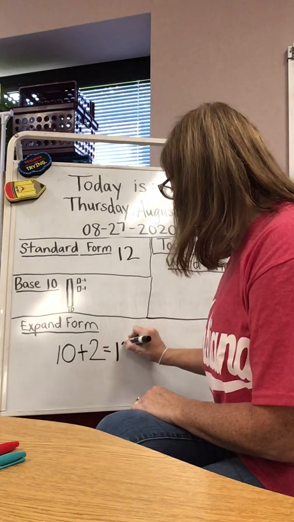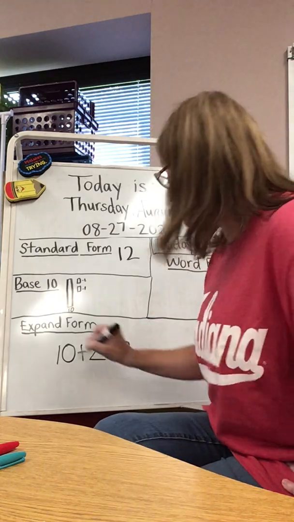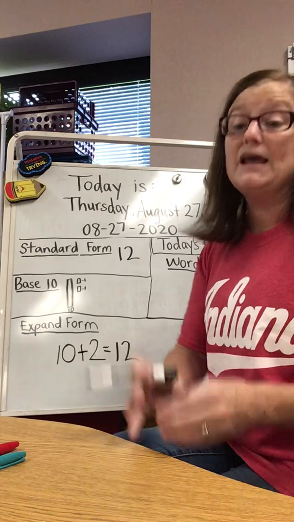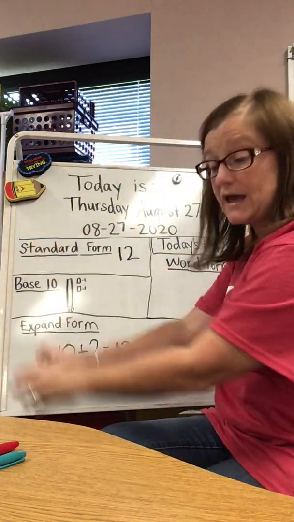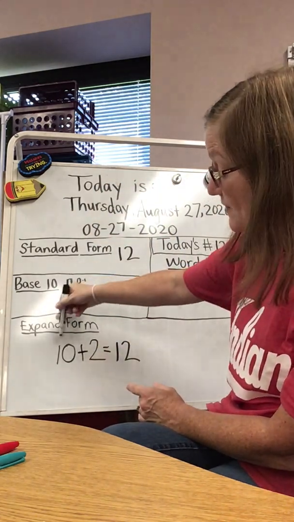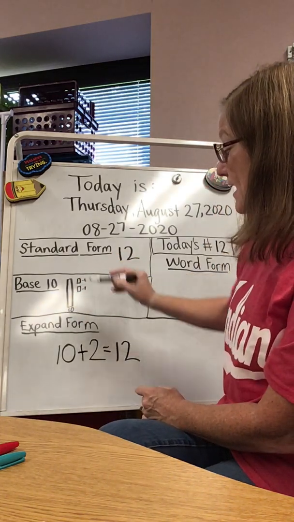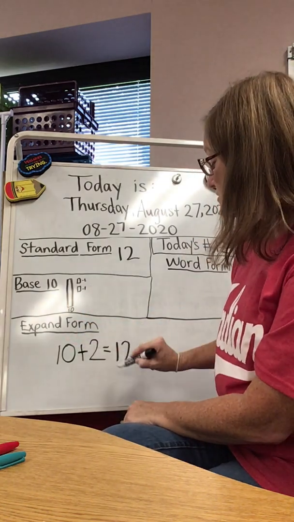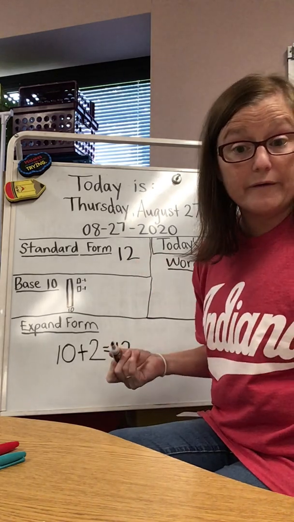That equals 12. Is that my number of the day? Yep, it is. That's my number of the day. So when we do expanded form, you're taking it and you're stretching it out. You're taking each individual place and adding it together. We have one group of 10, and that equals 10. And then we have 2 ones, and if you add those two together, you get 2. 1 and 1 is 2. So that equals 12. 10 plus 2 equals 12. That is our number of the day.